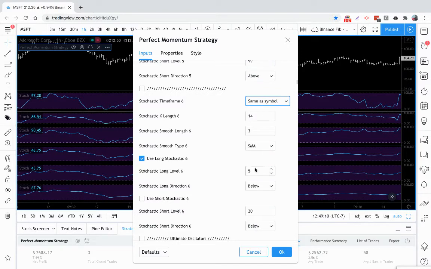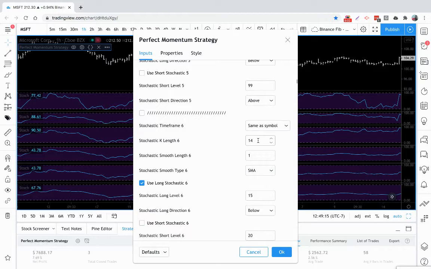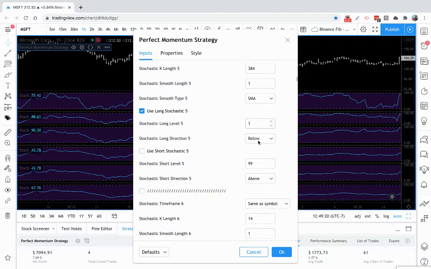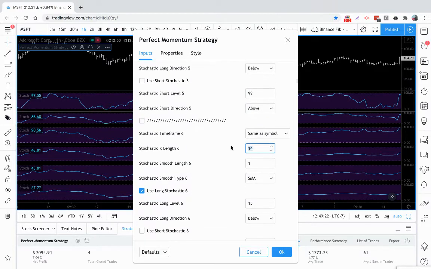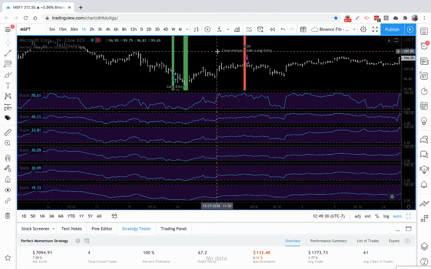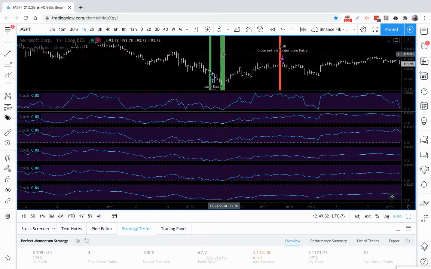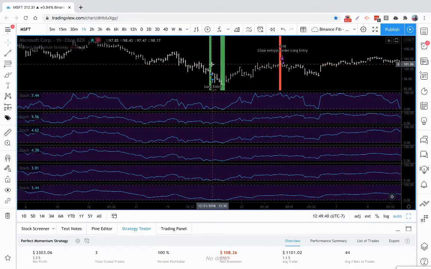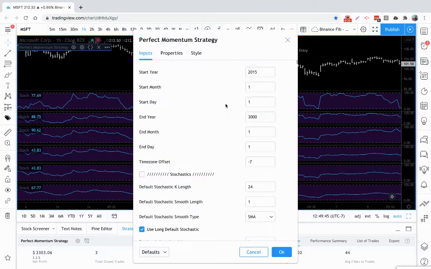Stochastic 1, same as symbol, below 1. I apologize, I did not have this stochastic set up, so let's set that up. 768. This one could be double the last one. 768. Okay, perfect. Waiting for this to load. Calculating right now. Let's see what's going on.